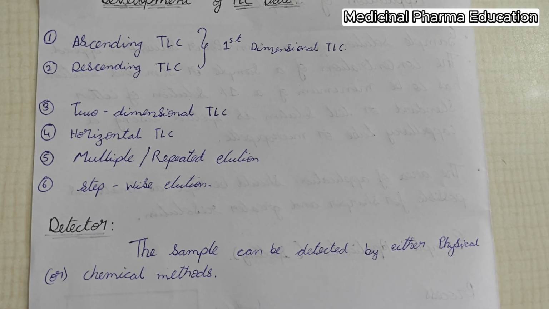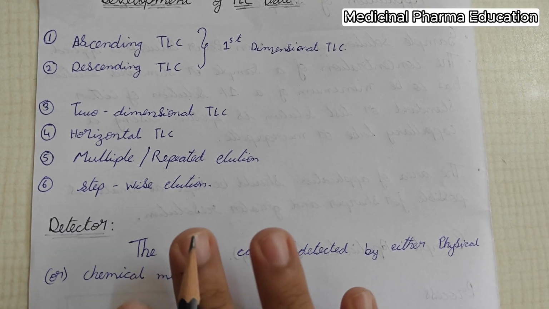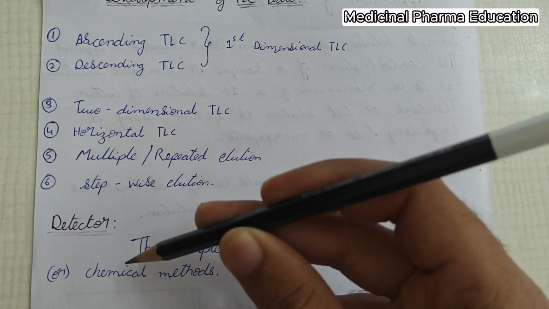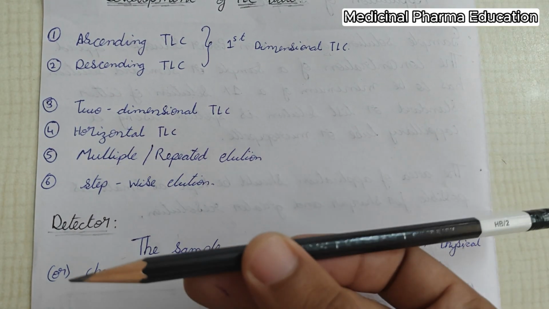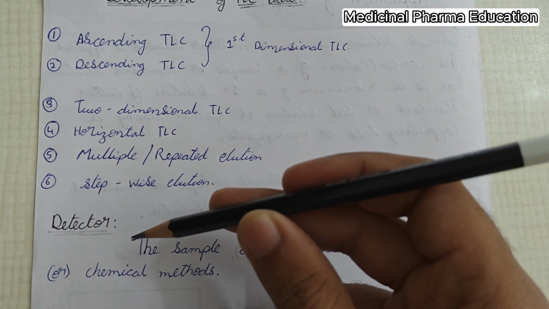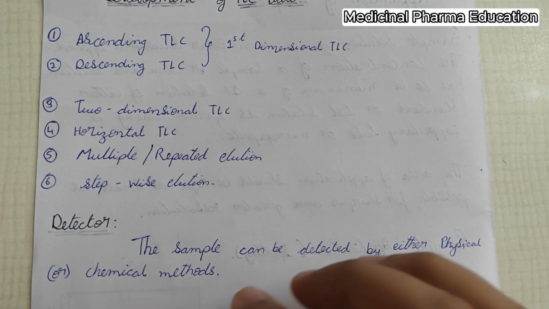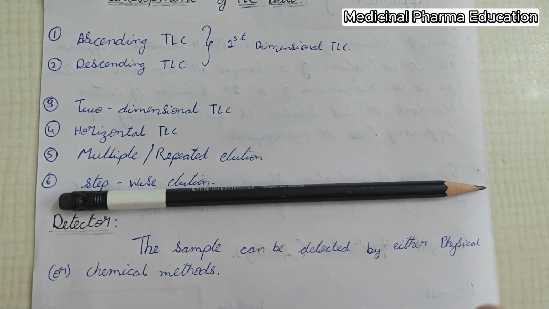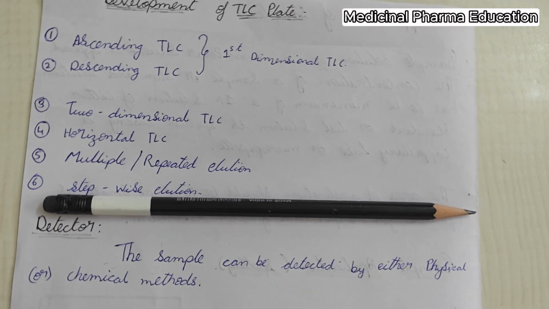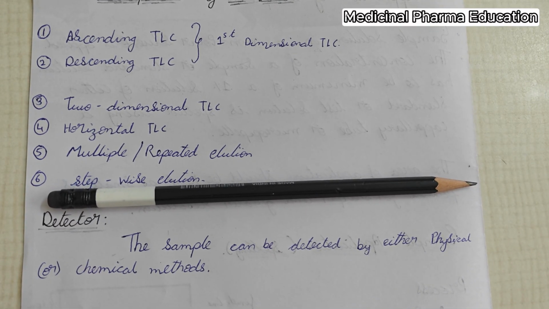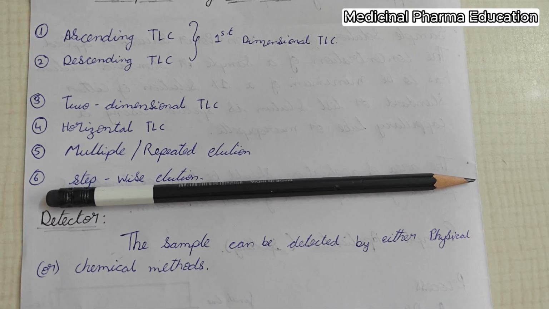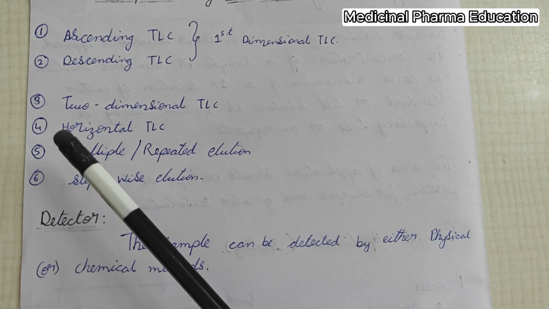Two dimensional. Horizontal TLC is nothing but, instead of placing the TLC plate vertically as normal, where gravity also acts on it, we don't want gravity to act, so we place it horizontally. There is no gravity involved in the process. It is based only upon the traveling of the mobile phase. It is consistent, so we will use horizontal.